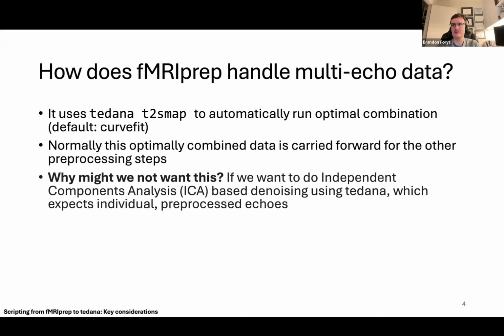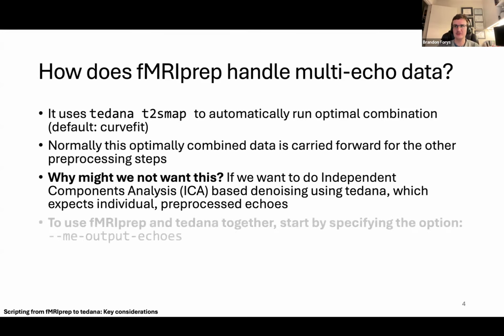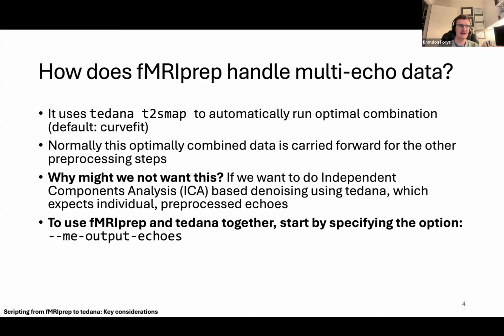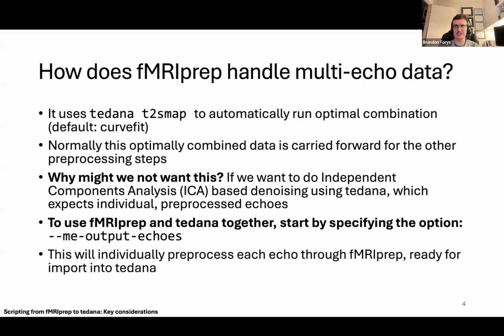However, if we want to do ICA using tedana, my understanding is we want to have each echo pre-processed individually, and then the optimal combination ends up happening in pure tedana after fMRIPrep is finished. So I use the option ME output echoes to individually preprocess each echo through fMRIPrep for import into tedana.